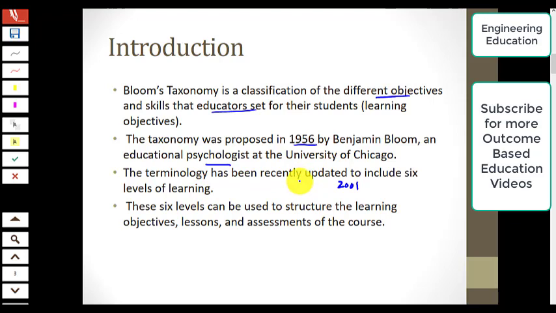A group of cognitive psychologists and instructional researchers formulated and revised the Bloom taxonomy in 2001 and published it internationally for the assessment of students. These 6 levels can be used to structure the learning objectives, lessons, and assessments of the course.